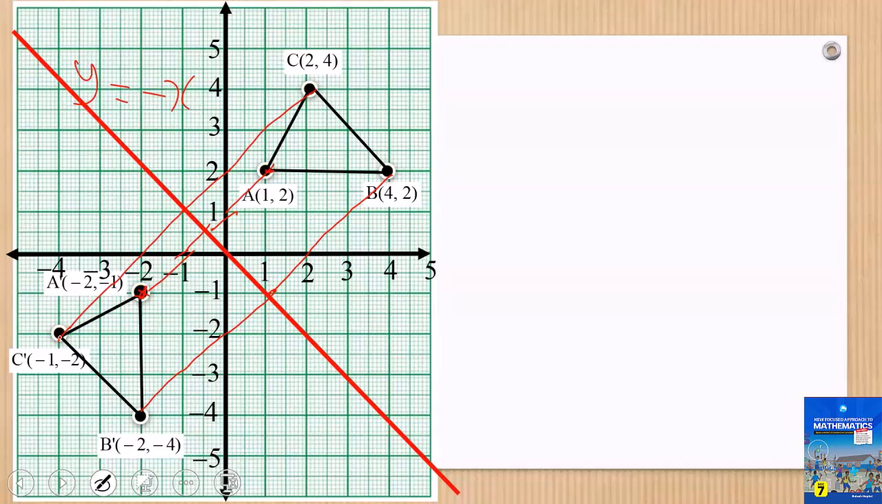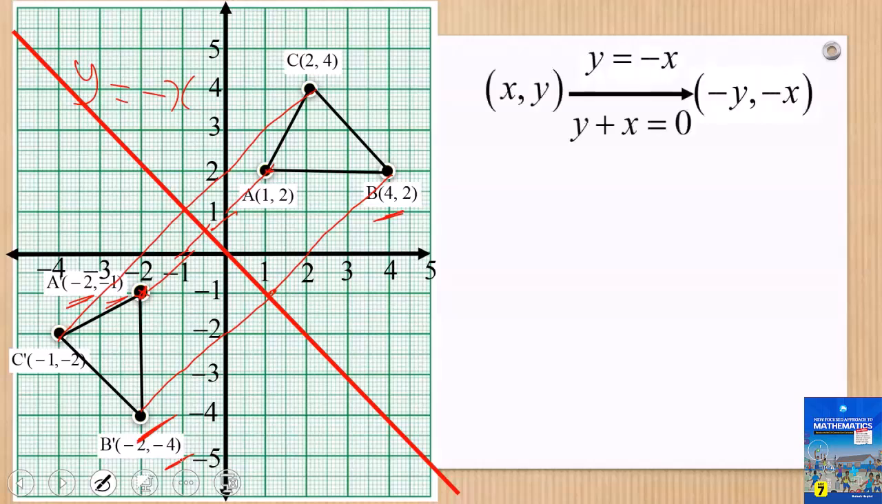The point A, which is 1, 2, its image became -2, -1. The point B, which is supposed to be 4, 2, became -2, -4. That means the point will swap and then we attach negative to both sides. So using y equals -x as your mirror line, if your value is x, y, it becomes -y, -x. And again, y equals -x is the same as writing y plus x equals 0. They are the same. Good.